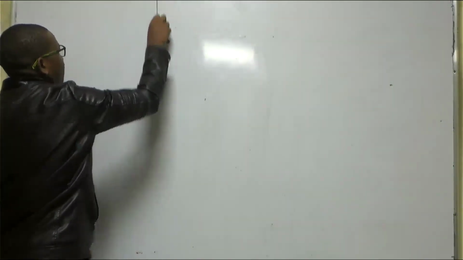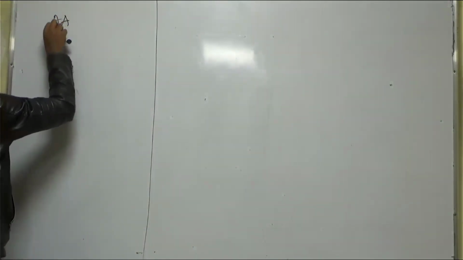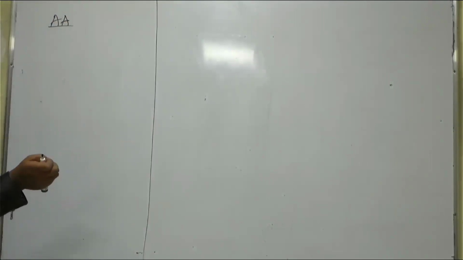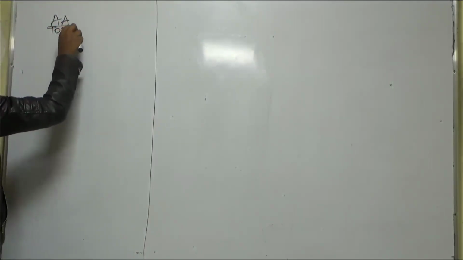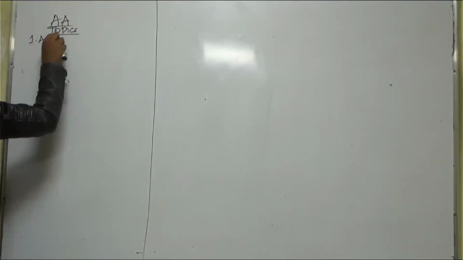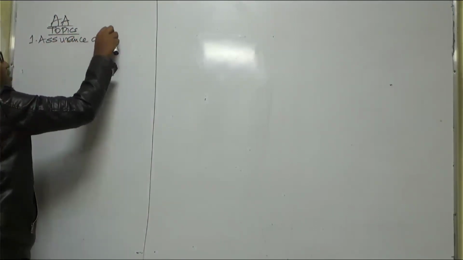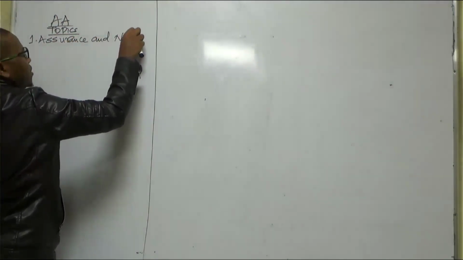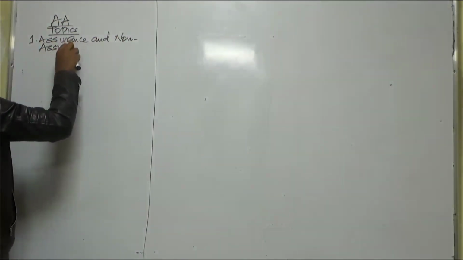These are the auditing and assurance units, the topics that we'll be able to cover. Begin with topic number 1, the assurance and the non-assurance engagements.